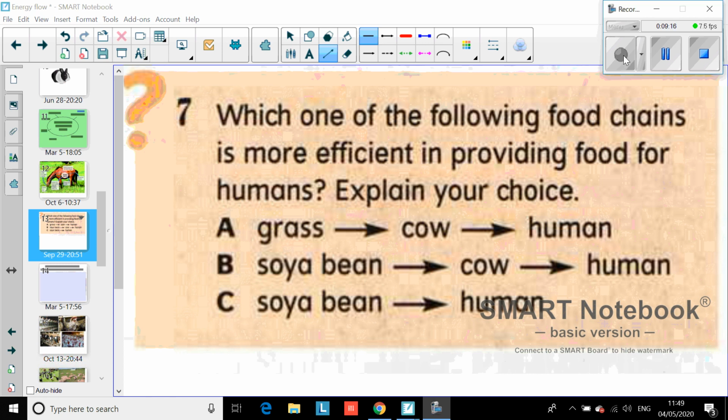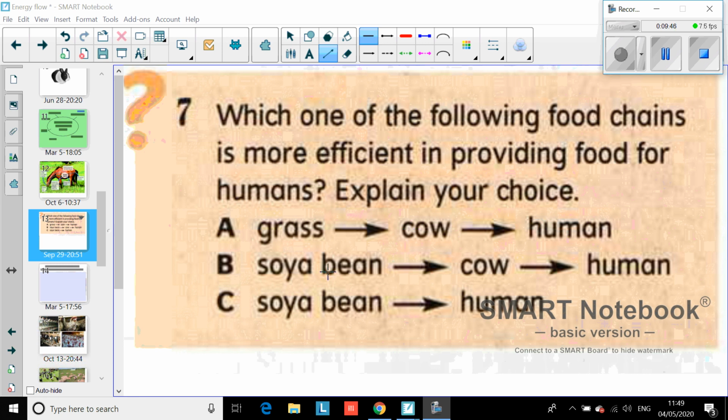Okay, welcome back. So the answer was actually C. And the reason for this is because the more steps you have in a food chain, the more possibility there is for energy being lost. Think about it. Grass uses sunlight, but then the cow has to eat the grass. Now the cow has to move, the cow has to respire, the cow will waste energy as poo and wee. And so therefore, some of that energy is lost before it gets to us, the human.